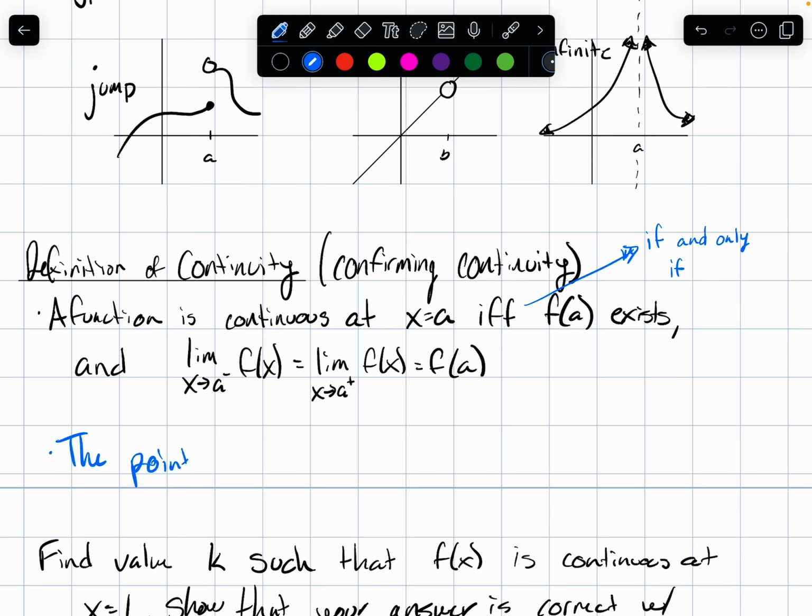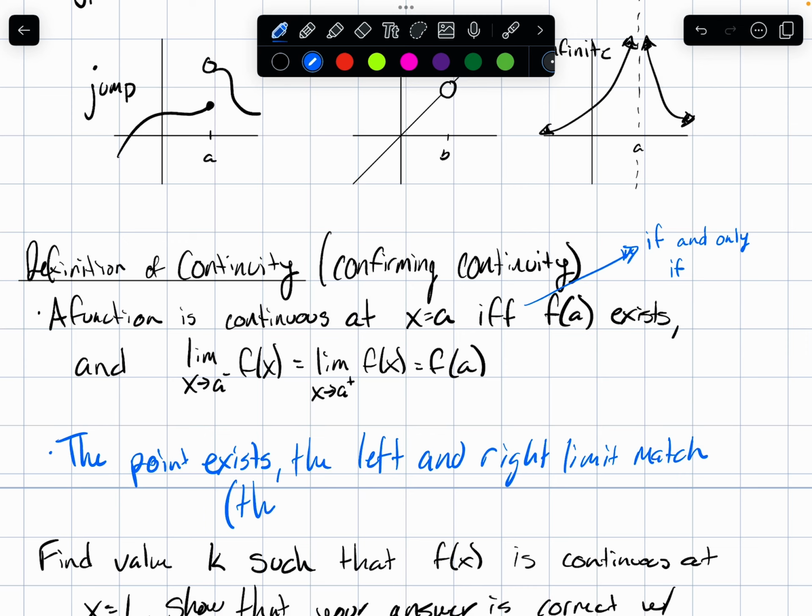the point exists, the left and right limits match, and they are equal. So we got to check a few things. We got to check the left-sided limit, we got to check the right-sided limit, and we got to make sure that the point itself exists.